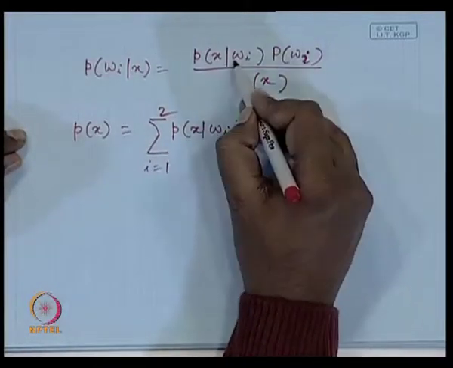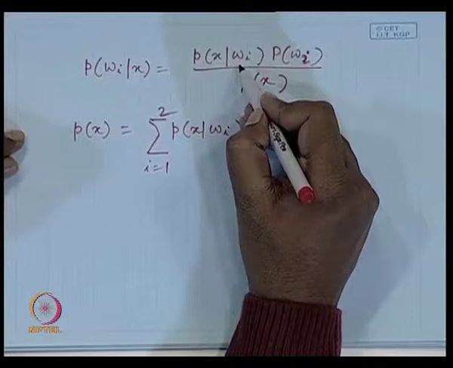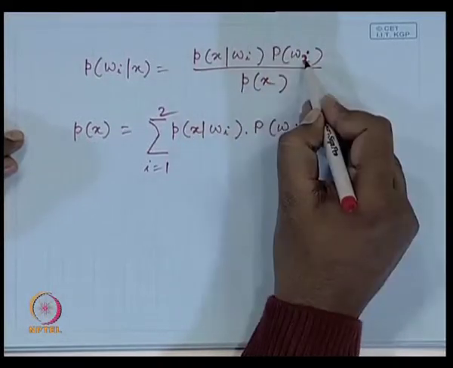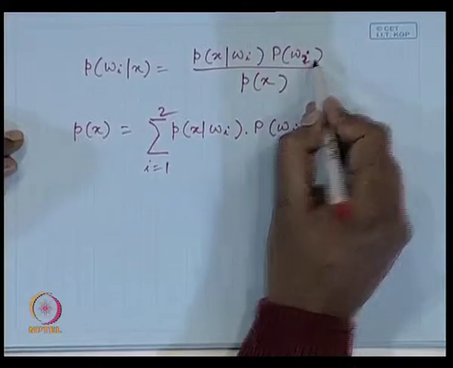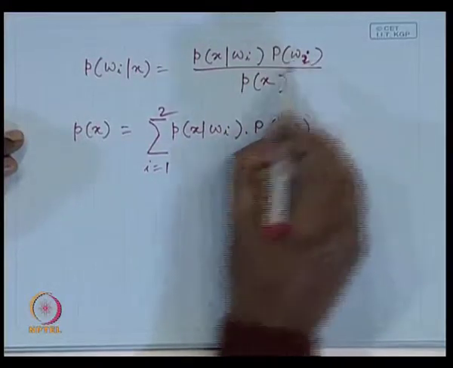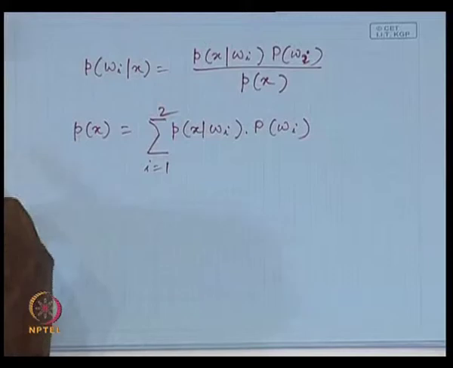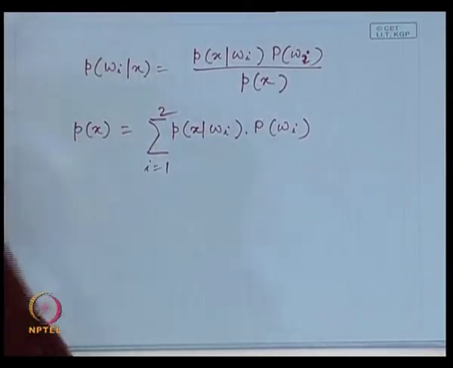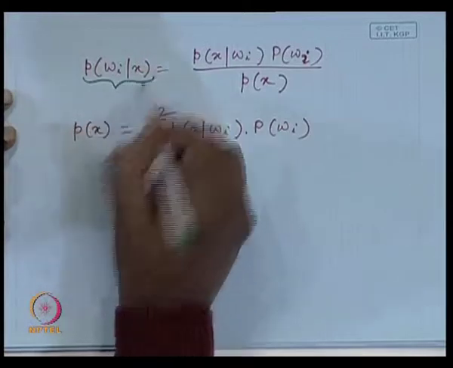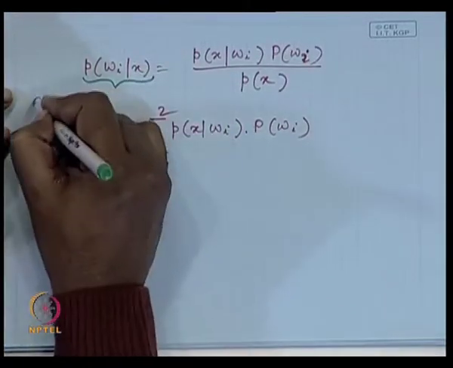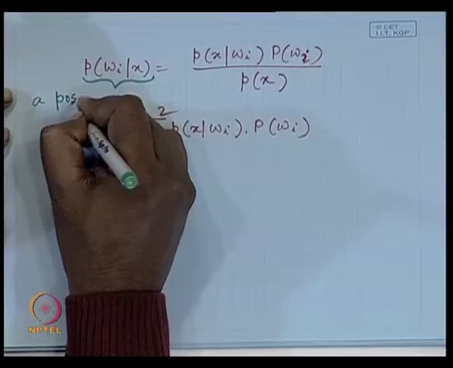So, what I have is class conditional probability density functions of the feature x. I have a priori probability, that is P of omega I, okay. And using these two, I am computing P of omega I given x, okay, which is called a posteriori probability.